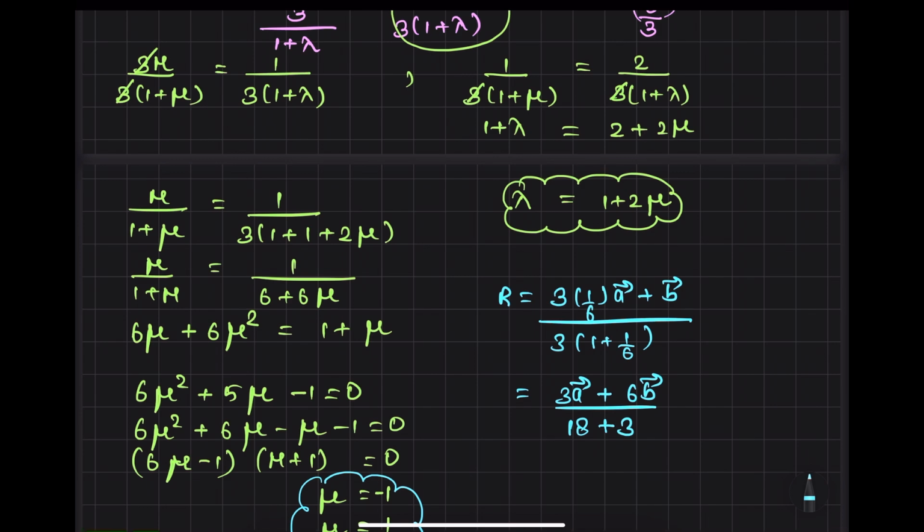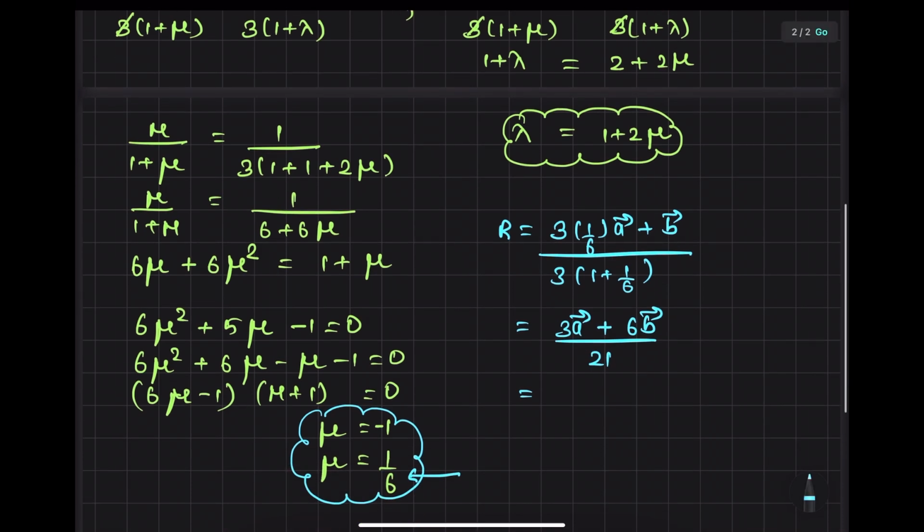Now you can take common. So the denominator will become 21. Now things will become vector A by 7 plus 2B by 7. So this is your vector R.